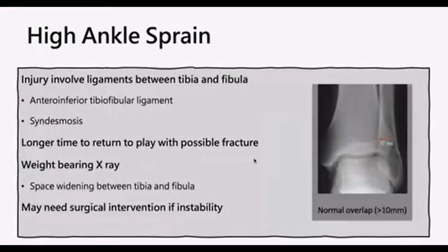And there are several parameters that can be used, but for example, this one, we are looking at the overlap between the tibia and fibula. So you are actually looking at whether there is a space widening, because high ankle sprain is an injury between these two bones, the tibia and fibula. So the normal overlap will be more than 10 millimeters, but if you get less than 10 millimeters, it indicates a separation. And in high ankle sprain, sometimes you might need surgical intervention if instability is present despite conservative treatment.